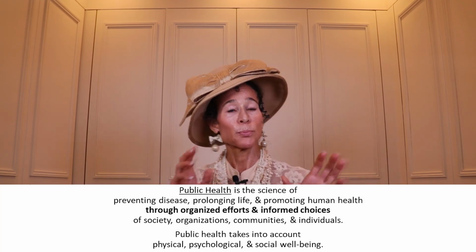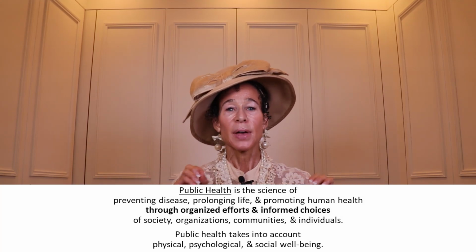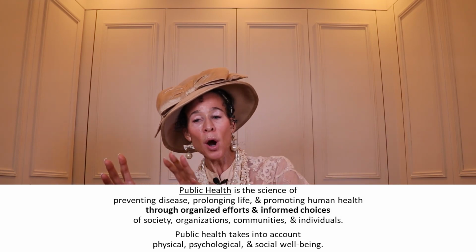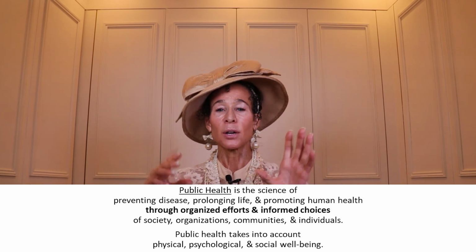The second part of the definition addresses the means of accomplishing the public health objectives. Here's the definition of public health again with that part in bold. Public health is the science of preventing diseases, prolonging life, and promoting human health through organized efforts and informed choices of society, organizations, communities, and individuals. So the way in which public health seeks to achieve its objectives is through organized efforts and informed choices. So let's address those in turn.